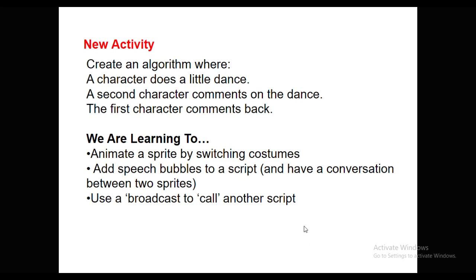So what we're going to be doing now is creating an algorithm where the character does a little dance, a second character comments on the dance, and the first character comments back, so has something to say about what they said. What we're going to be learning to do is animate a sprite by switching costumes, add speech bubbles to a script so that they can have a conversation, and use a function called broadcast to call another script.